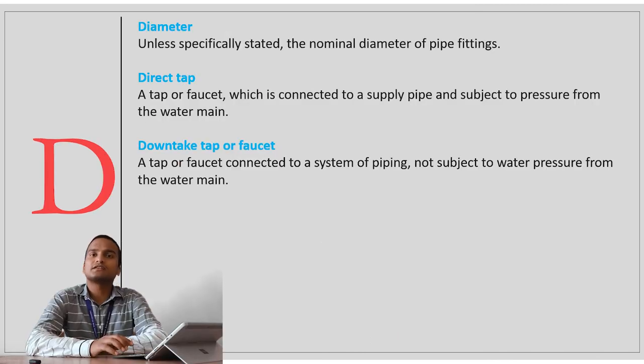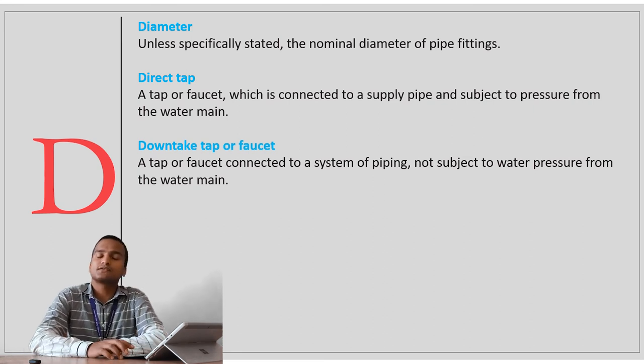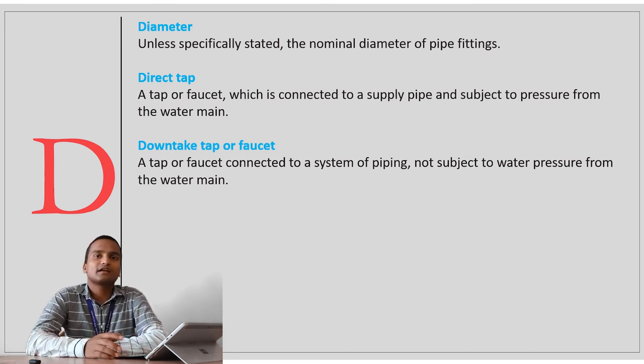So the next letter comes as D. The first term is diameter, and unless specifically mentioned, diameter stands for the nominal diameter of the pipe fittings. And there can be two kinds of diameter measurement: outer diameter and inner diameter. Most of the time inner diameter is mentioned in our case.